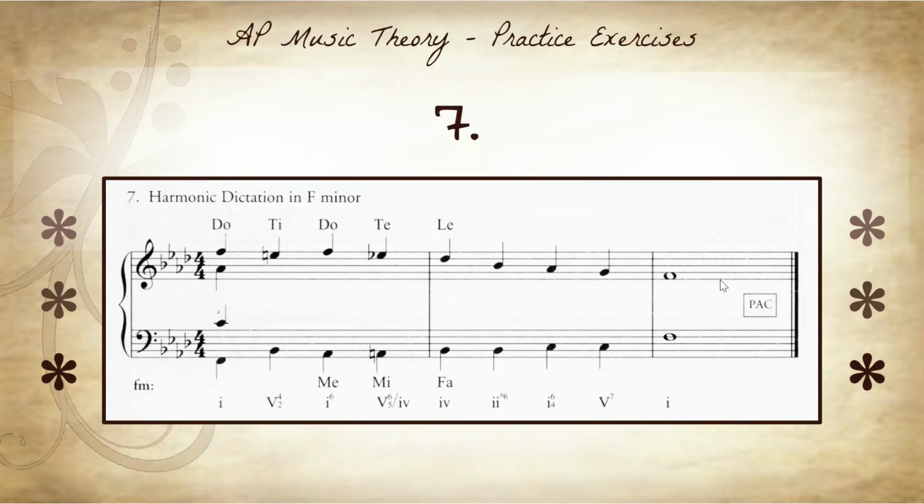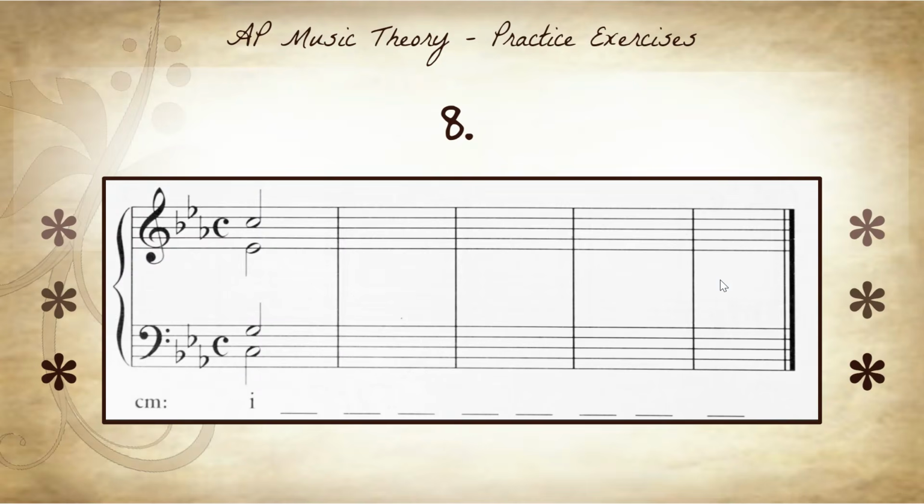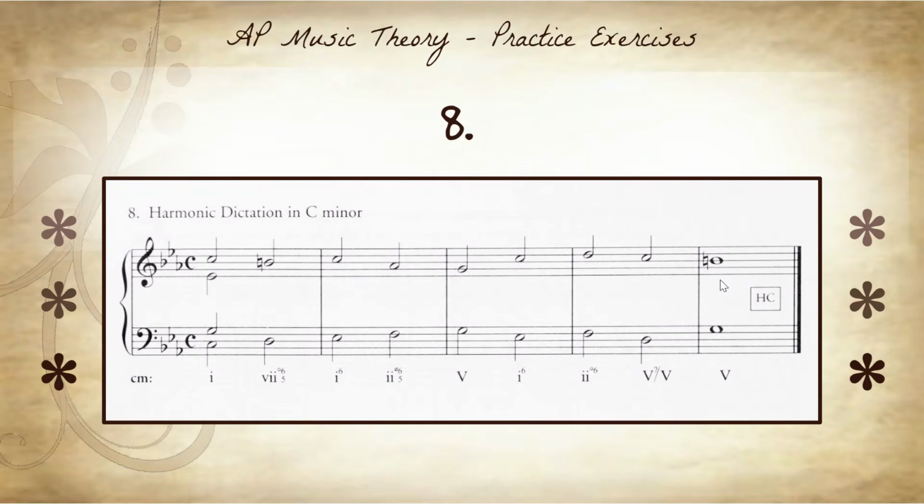Let's move on to question 8. This is harmonic dictation in C minor. And here we have the answer to harmonic dictation in C minor. We can see that there is a half cadence at the end.